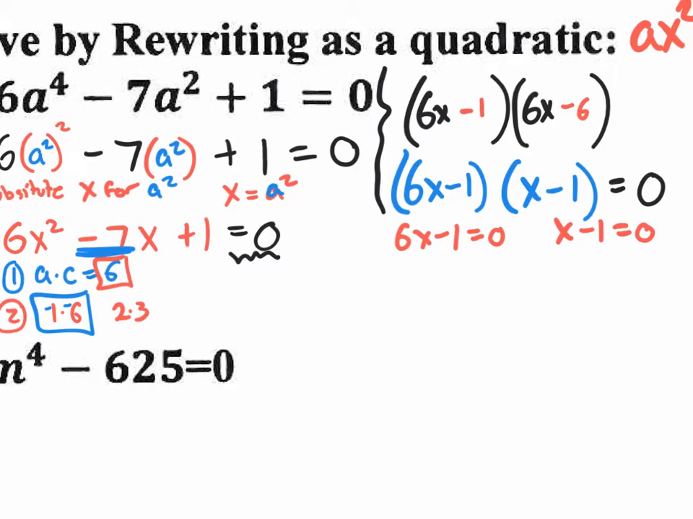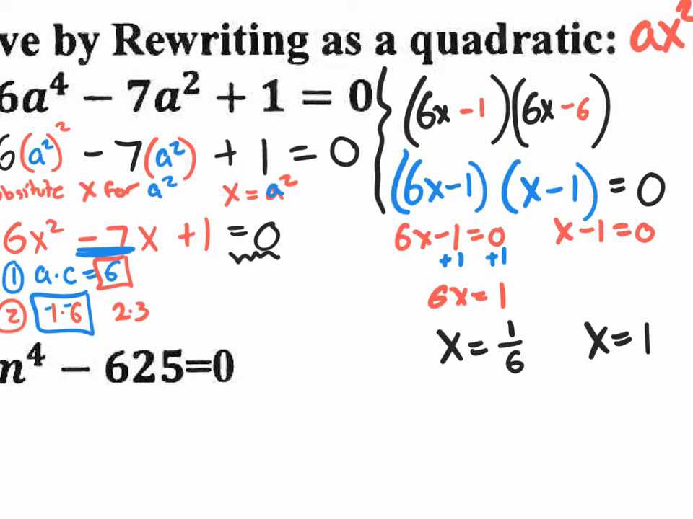And what answers do we get after adding 1? We'll get 6x equals 1. Final answer will be what? x equals 1 over 6. And the other one? x equals 1. Ladies and gentlemen, if you put that as your answer, it's going to be wrong.